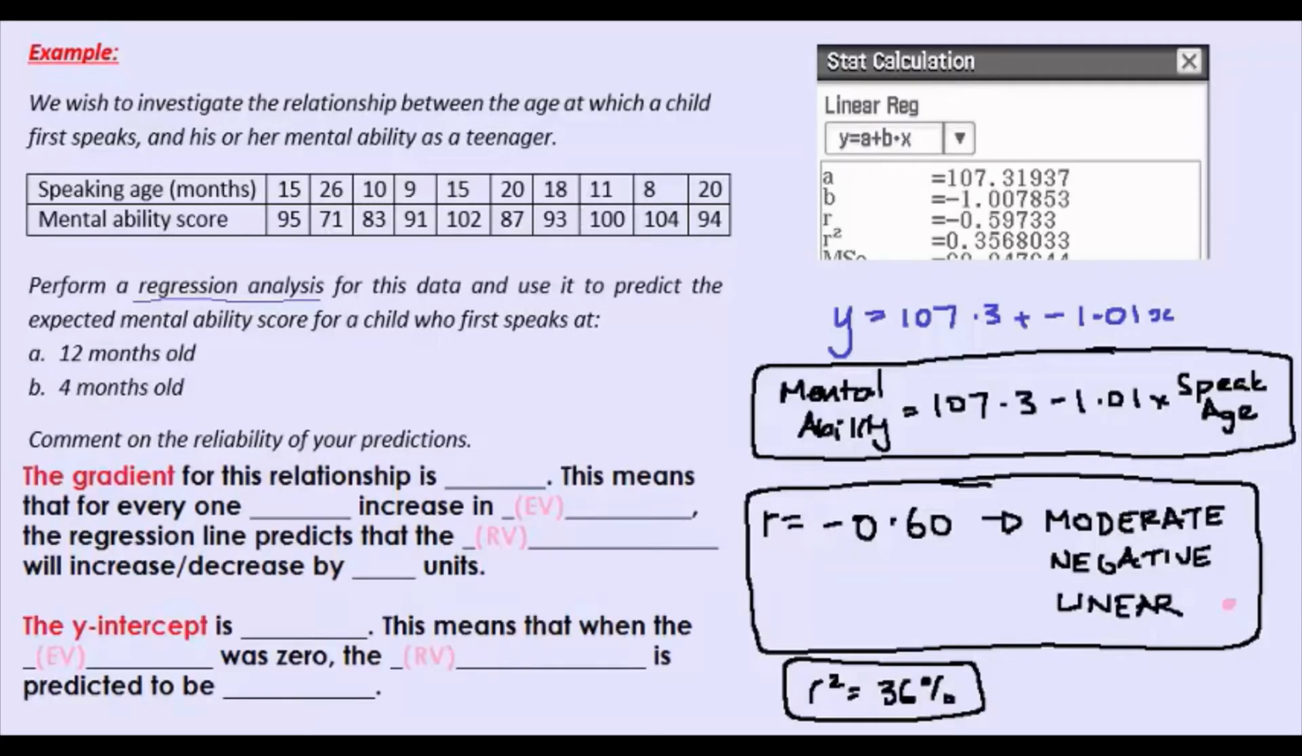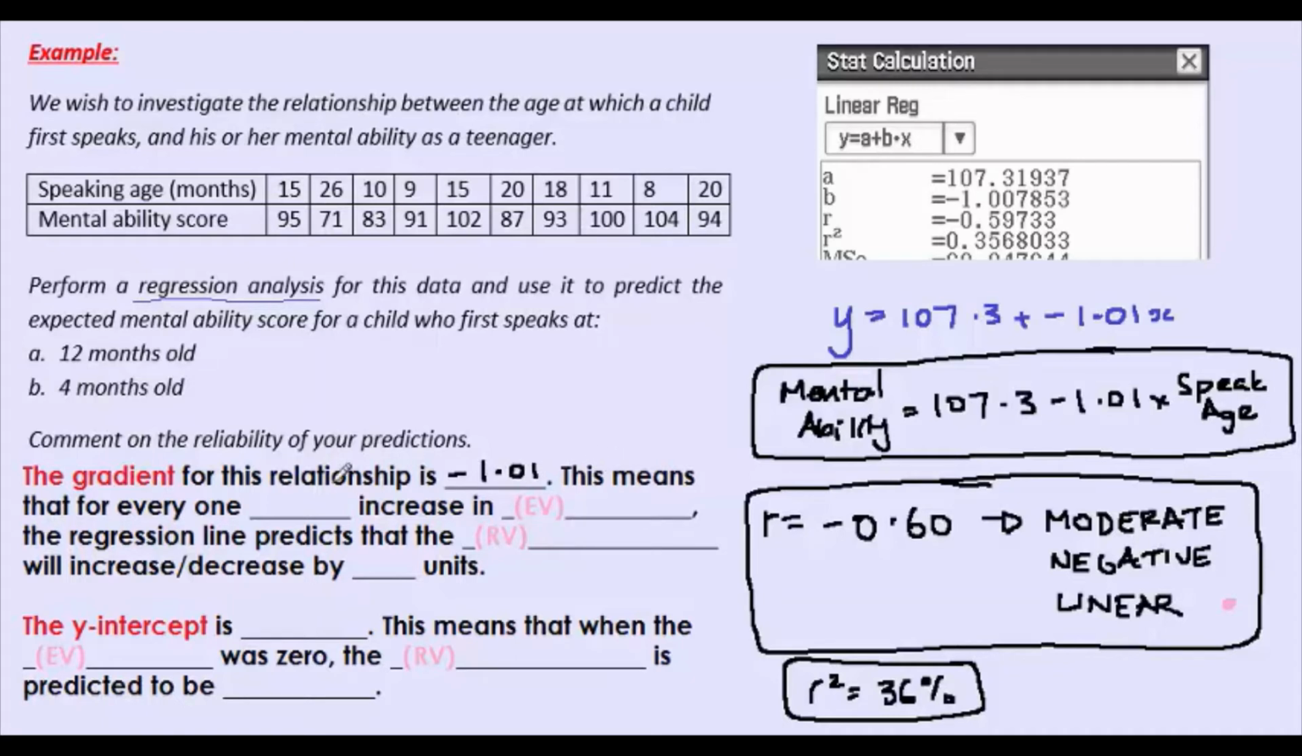Here are my phrases. The gradient's interpretation is here and the Y-intercept is here. All you need to do is know how to fill in these gaps. The rest of the sentences won't change regardless of the situation. So the first thing we're going to interpret is the gradient. The gradient, remember, is this negative 1.01. So here I could write the gradient for this relationship is negative 1.01.